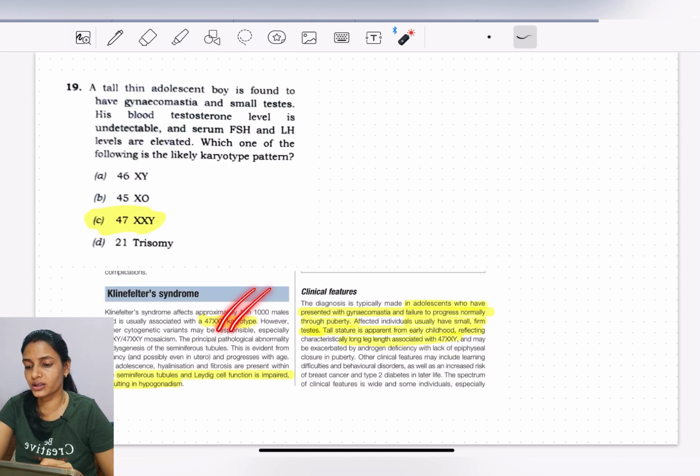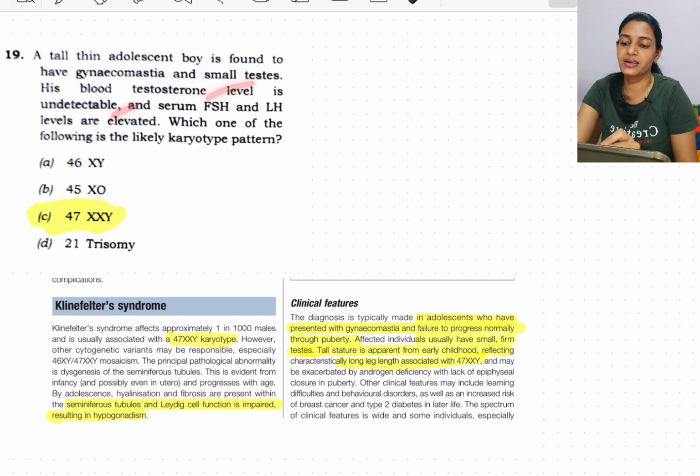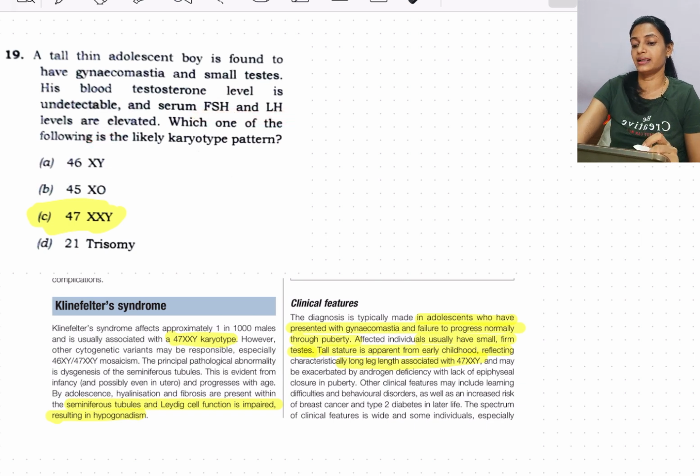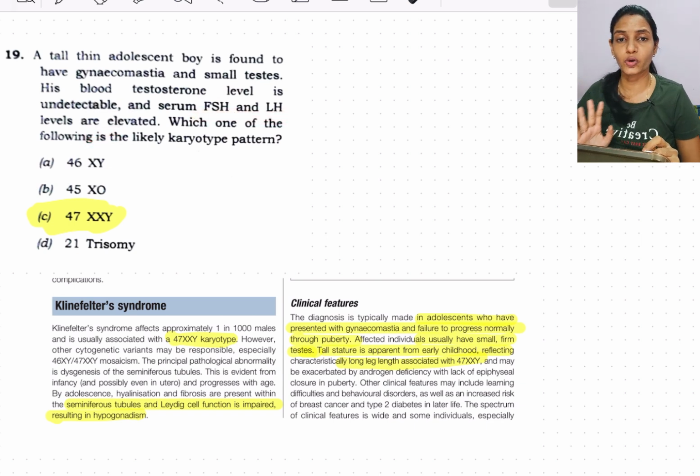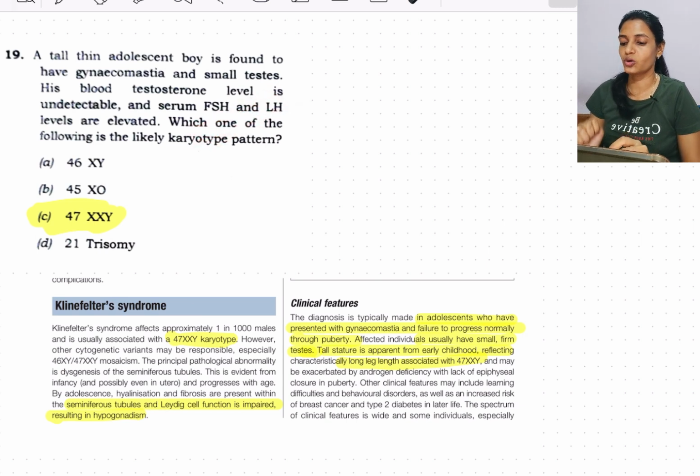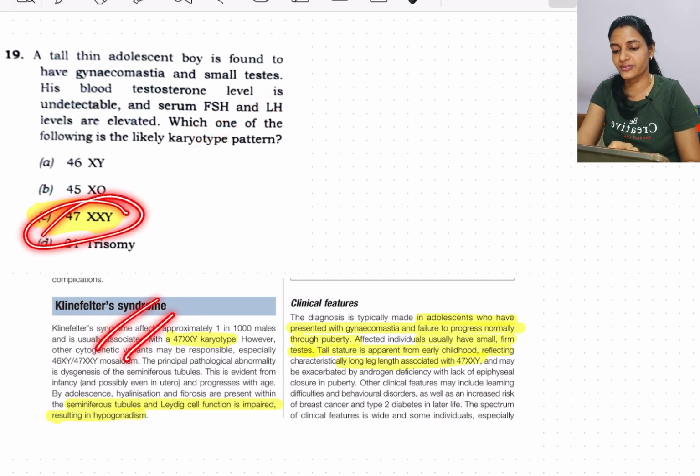Again they are talking about Klinefelter, and they are saying that it is a tall thin adolescent boy who has gynecomastia and small testes, and testosterone level is undetectable, but FSH and LH levels are raised. Again they are talking about hypergonadotropic hypogonadism. Gonadism is not there, but gonadotropins are raised, so it is Klinefelter, which is 47 XXY.